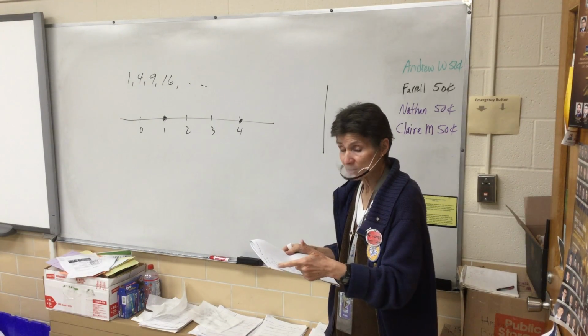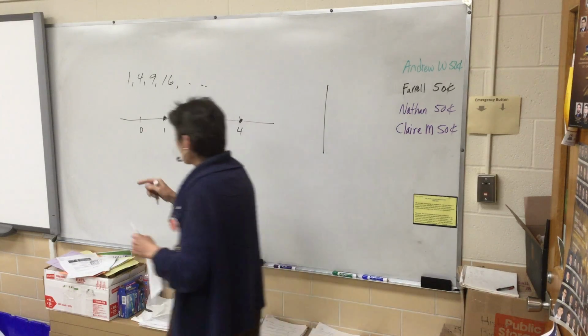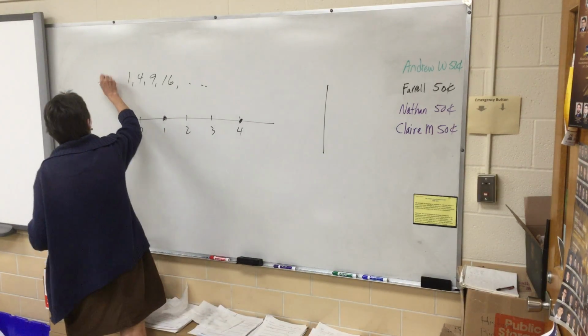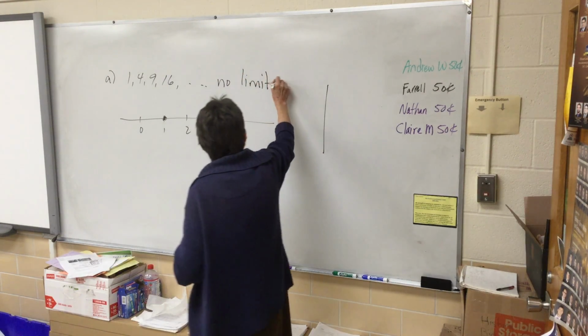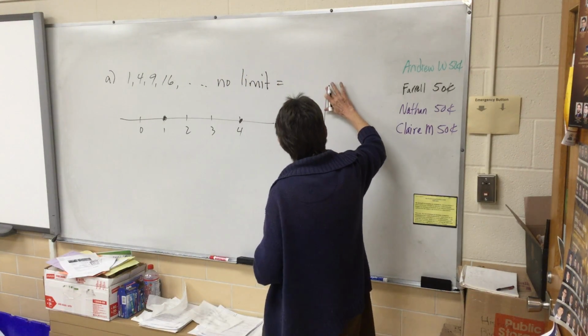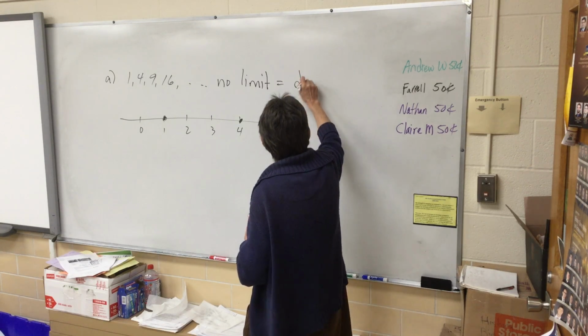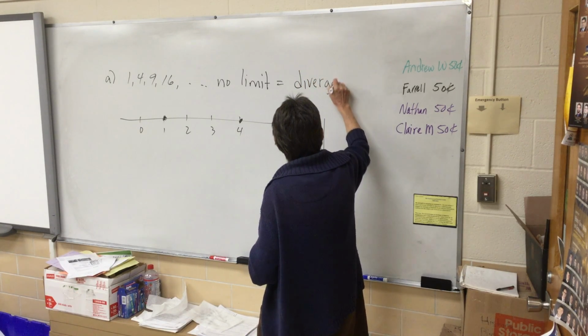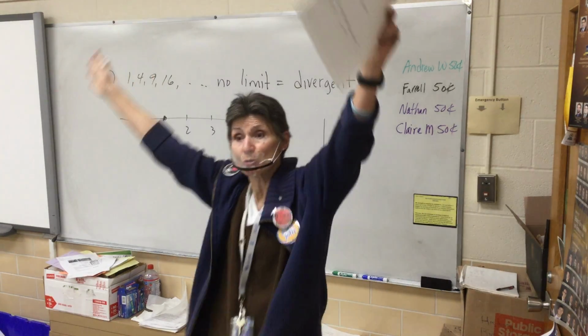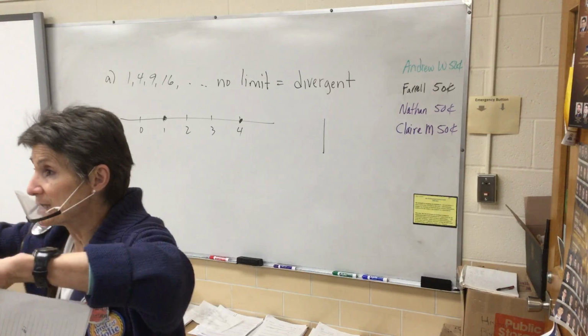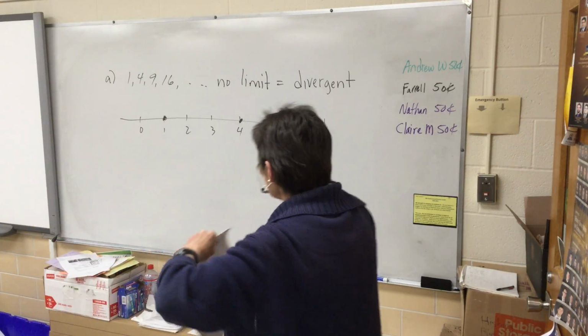So when the question says find the limit, A is actually no limit. There is no limit. They just keep going. And the math word we use for that is divergent. When things diverge, it means they just shoot off into space. And that's what's happening to this sequence.